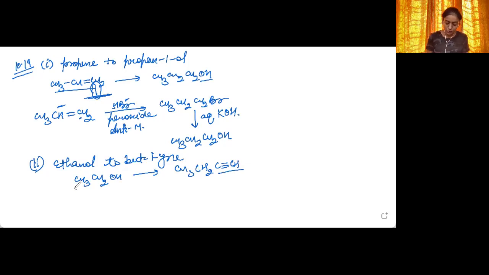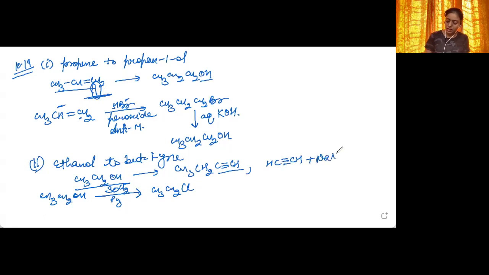First of all, what we will do, we will be converting this ethanol into alkyl chloride, that is ethyl chloride, by treating it with SOCl2 in the presence of pyridine. So it will get converted into CH3, CH2, Cl. Now we can take acetylene. I'm just writing it here on this side. Now treat it with NaNH2 in the presence of liquid ammonia. So it will lead to the formation of sodium salt of acetylene.